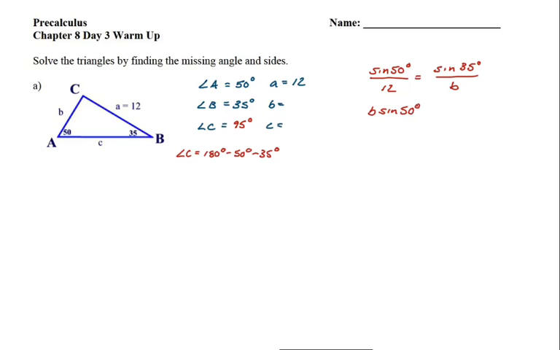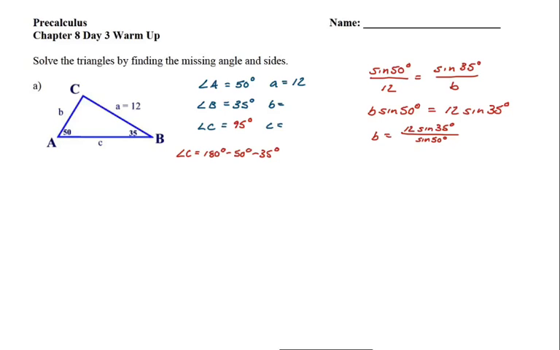So I'd get B sine of 50 equals 12 sine of 35. And then I would divide both sides by sine of 50. So B is going to be equal to 12 sine of 35 divided by sine of 50. One thing you want to do here is make sure your calculator is in degree mode, and then just be careful how you type this in.